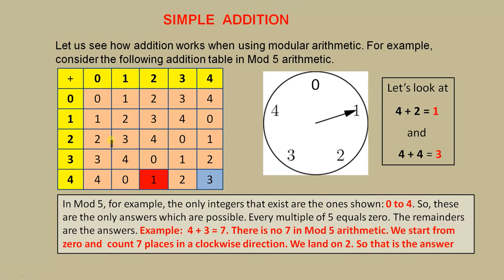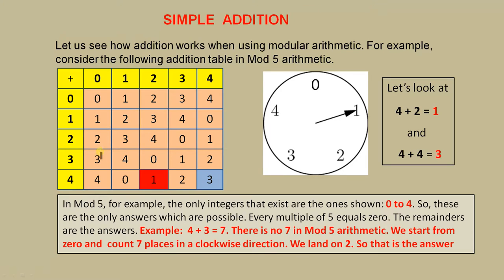Let's go to the next line. 2 plus 0 is 2. 2 plus 1 is 3. 2 plus 2 is 4. And 2 plus 3 is 0. So here's the 0 occurring again. 2 plus 4 is 1. Wow, isn't that interesting? So it's not like our normal arithmetic. And you might say, how is that the case? We will explain that in a minute.